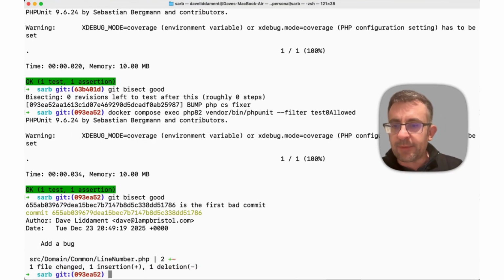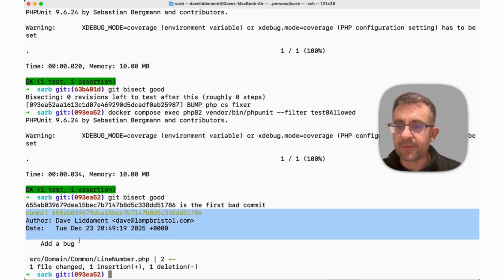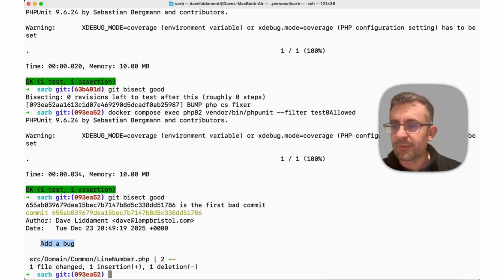So then what's happened here is Git bisect is saying that this commit is the first bad commit, and it helpfully also prints out the commit and any metadata for it. It's written by me, and the description was adding a bug. So it's hardly surprising that this is where the particular bug is.